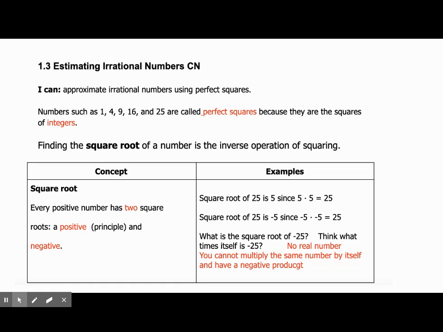Now, what is the square root of negative 25? So think what number times itself is equal to negative 25. There is no real number. You cannot multiply the same number by itself and have a negative product, because negative 5 times negative 5 is 25, just like 5 times 5 is 25. So there is no real number you can multiply by itself to make a negative 25.